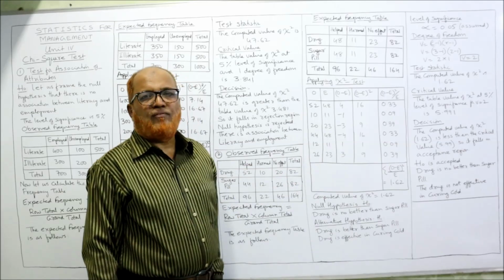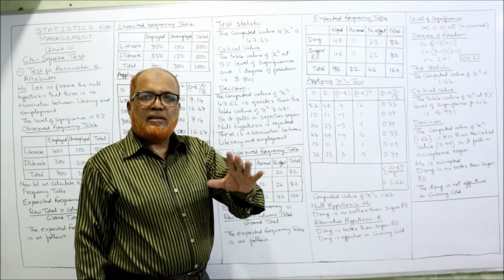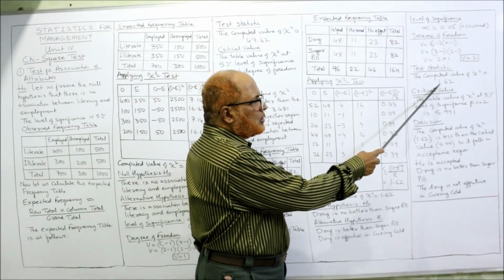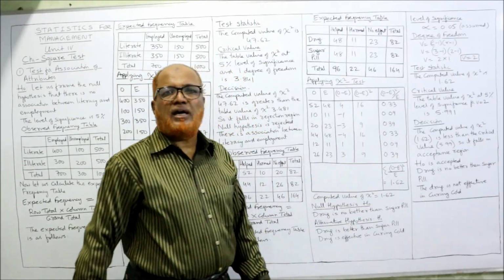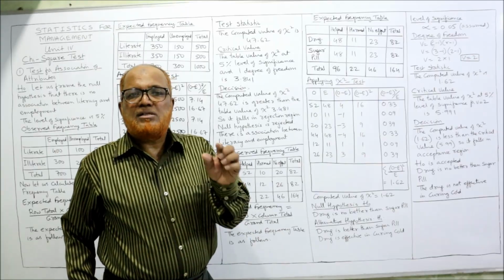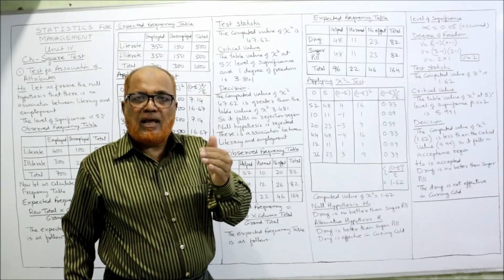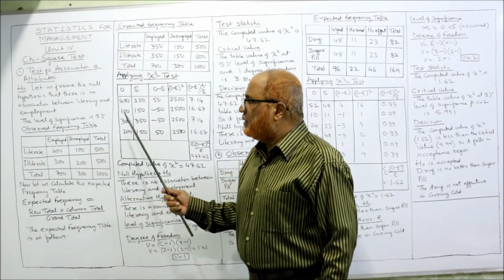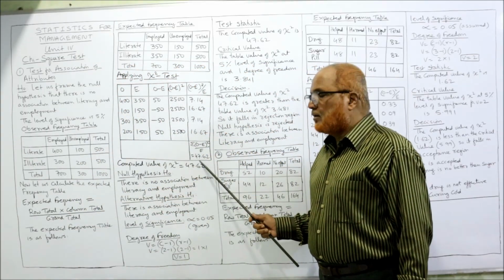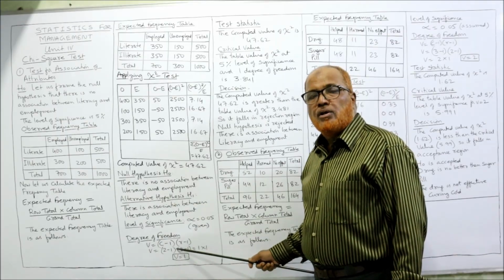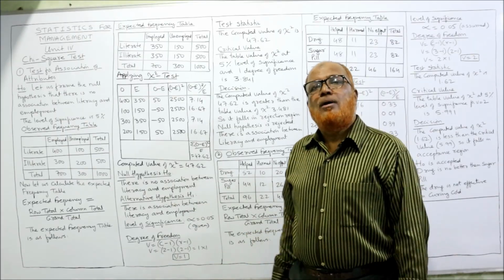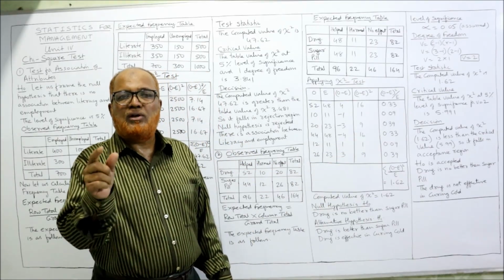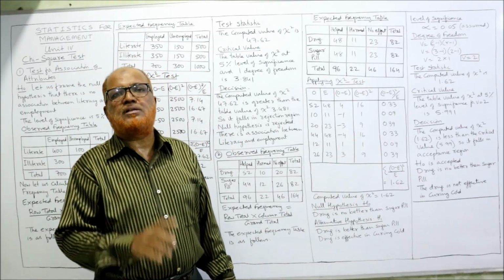Now decision, final decision. Compare the computed value with the critical value. Computed value is 1.62. Critical value is 5.991. In other words, the computed value is less than the critical value. In the previous first problem, the computed value was greater than critical value, so it fell in rejection region. But here computed value is less than the critical value, so it falls in acceptance region.